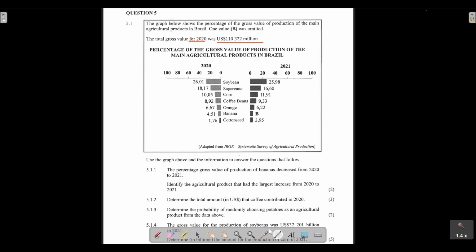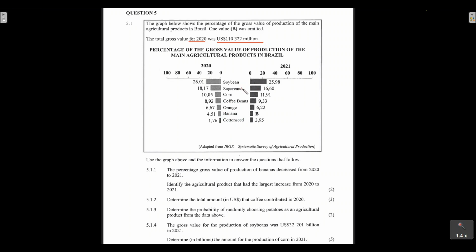Then we are also told that the following graphs represent the percentages of the gross value of production of the main agricultural products in Brazil for 2020 and for 2021. So they are different graphs there. It's obviously comparing the gross value of production in terms of percentages from 2020 to 2021. The main agricultural products produced in Brazil are the soybeans, the sugar cane, the corn, the coffee beans, the oranges, bananas, and the cotton seeds.